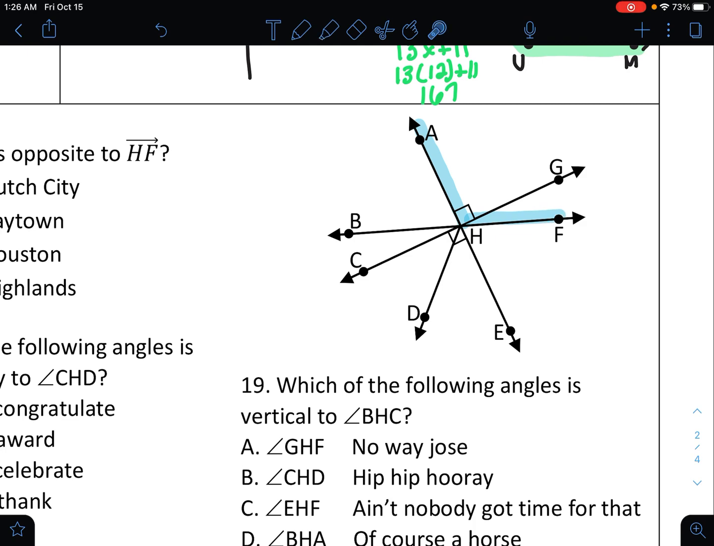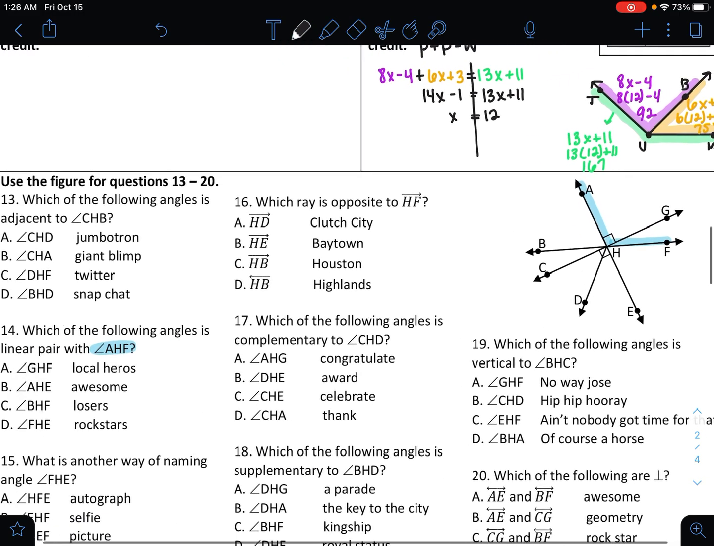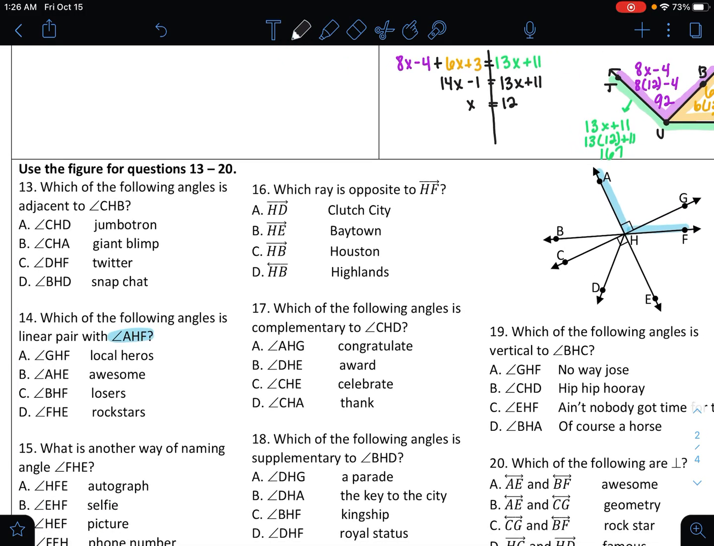We've got options. You could say AHB. That makes a linear pair, right? Because that's a straight line right there. You could also say FHE, because those make a straight line right there. So it doesn't matter. Well, it does matter because these are multiple choice, but it could be either one. So let's see what it says.